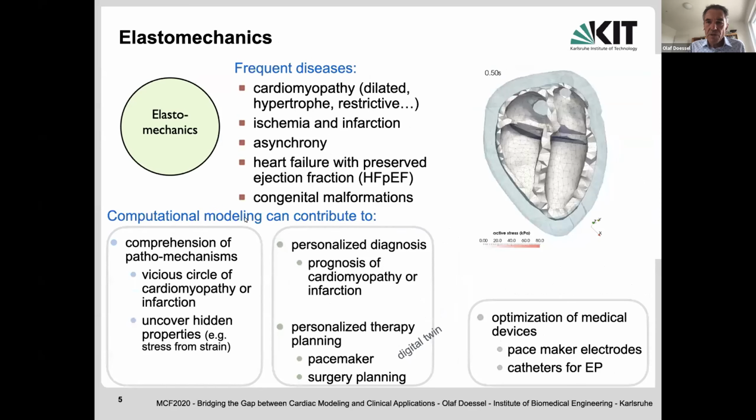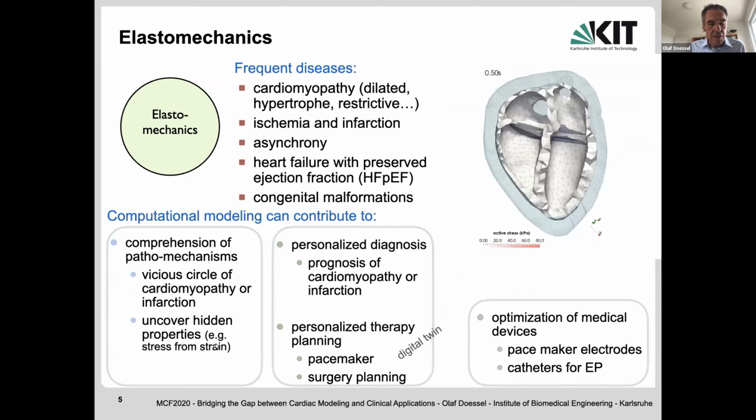formations. And what can computer modeling contribute to this? We can here also contribute to comprehension, to the vicious circle of cardiomyopathy and infarction, because as they go on, they make things worse and worse, and this can be better understood. And we can uncover hidden properties.